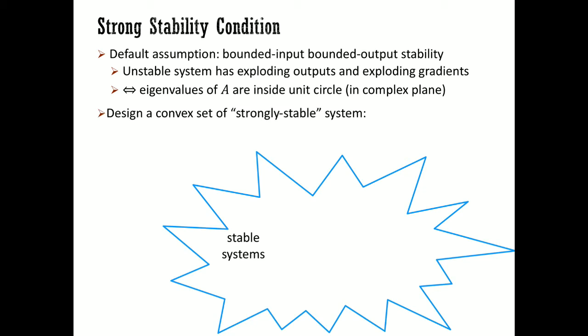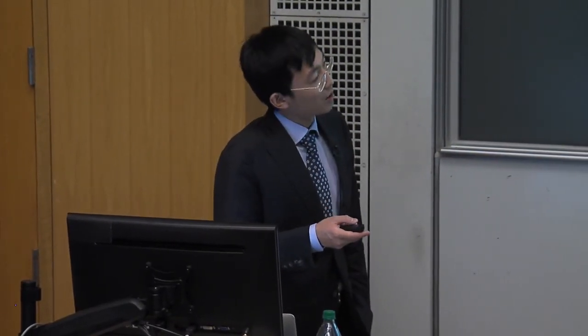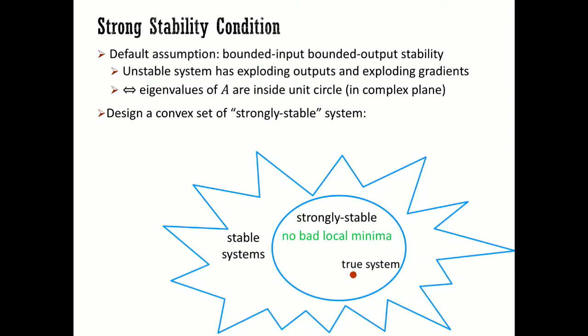So what we are going to do is design a convex set of strongly stable systems. This is a subset of the set of stable systems, and we assume that the true system belongs to this convex set. If this happens, then we can use local search algorithms. Another nice property is that in this set, the landscape is good. There are no bad local minima, so all local minima are global. And when this happens, we can use a local search algorithm with projection to the convex set.